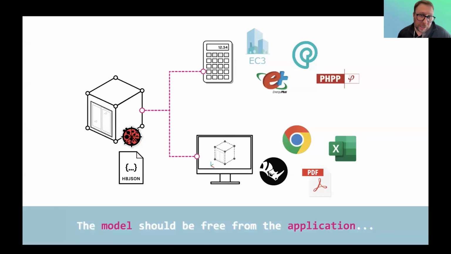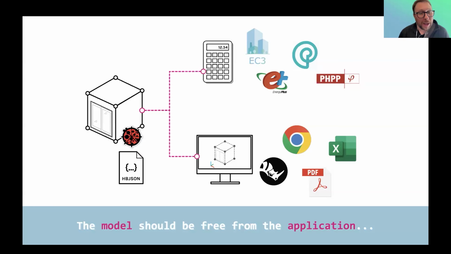Now, first of all, I believe, and this is not something I came up with, but I agree with others who have said this, the model, in quotes, should be free from the application. We do not want our model, our building, to be wedded to or tied to any specific application. We don't want to make a Revit model. We don't want to make a Rhino model. We don't want to make a SketchUp model. We want to make a Passive House model.